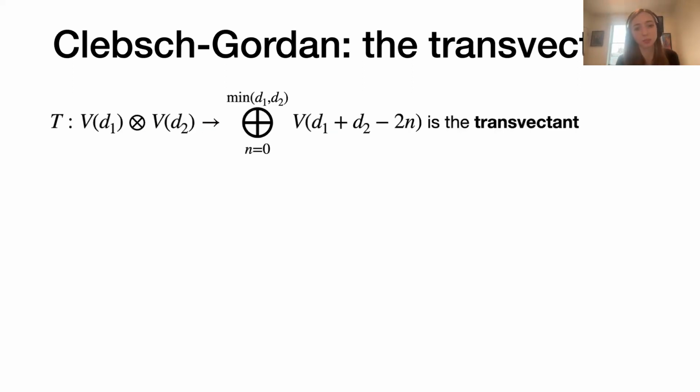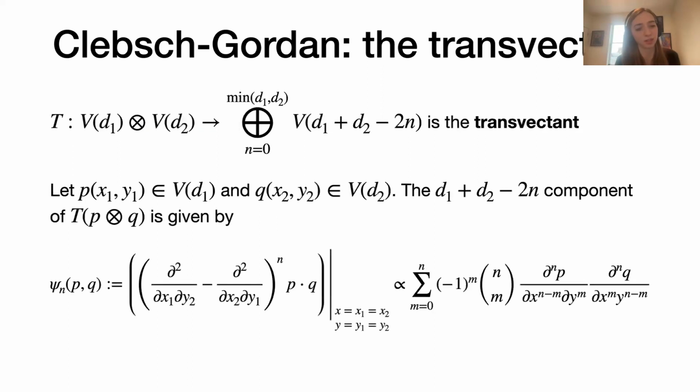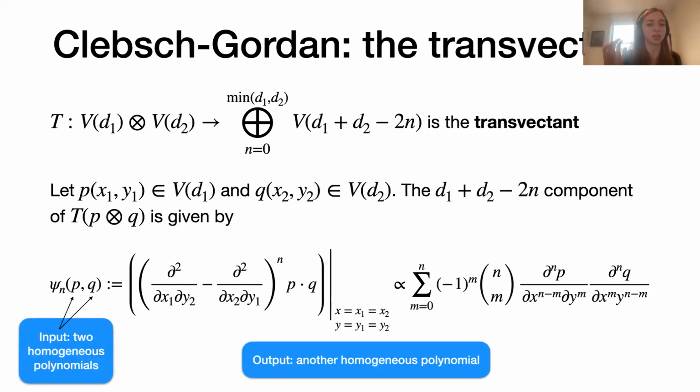And I'll just give the form of it here. It's not too important. It's sort of this whole messy shebang working with derivatives and symbolic variables and such. But the important thing is, A, that it's known and it's linear and we can compute it. In fact, we can pre-compute it. And roughly, again, we're taking as input two homogeneous polynomials and we're outputting another homogeneous polynomial. So you see this index n in the transvectant. This is indexing sort of which vector space we're looking at the decomposition into.